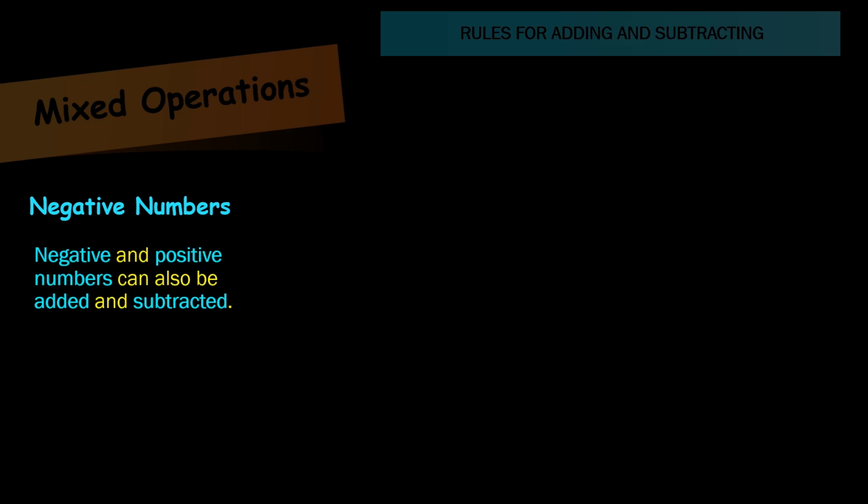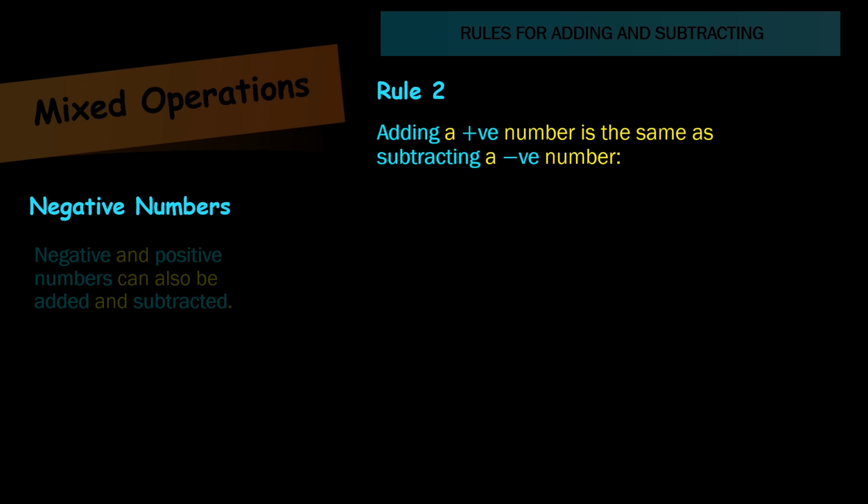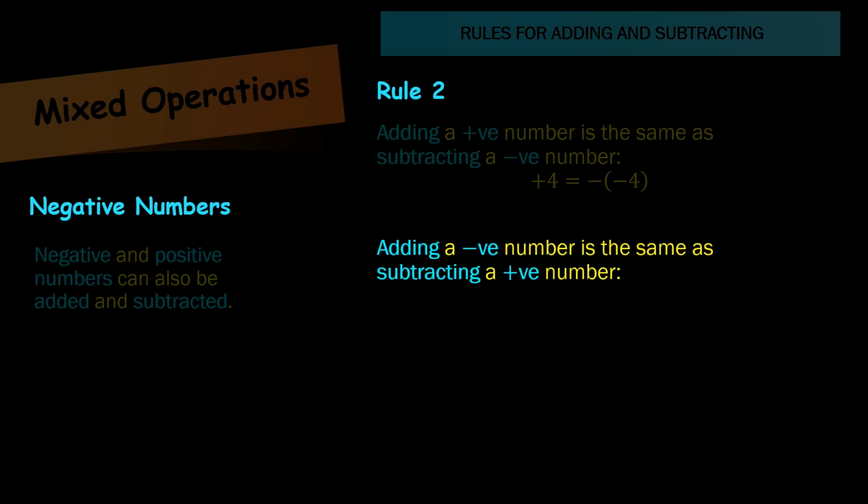Negative and positive numbers can also be added and subtracted. Rule 2. Adding a positive number is the same as subtracting a negative number. So for example, plus 4 equals minus minus 4. Also, adding a negative number is the same as subtracting a positive number. So for example, plus minus 4 equals minus 4.